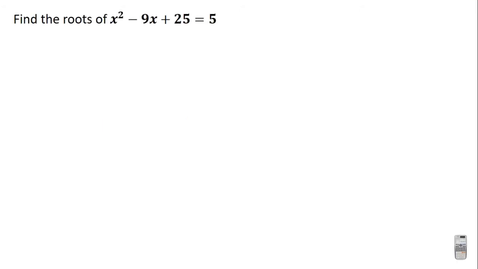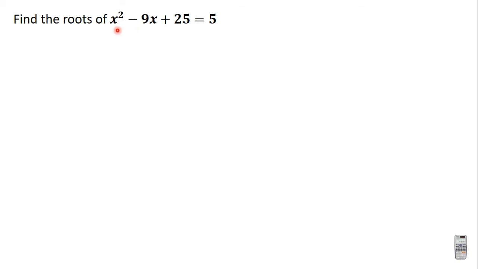Welcome back. We are still on the topic quadratic functions. In the previous video, we solved a question on solving a quadratic equation. In this video, we are going to solve another question. The question for this video is: find the roots of s squared minus 9s plus 25 is equal to 5.